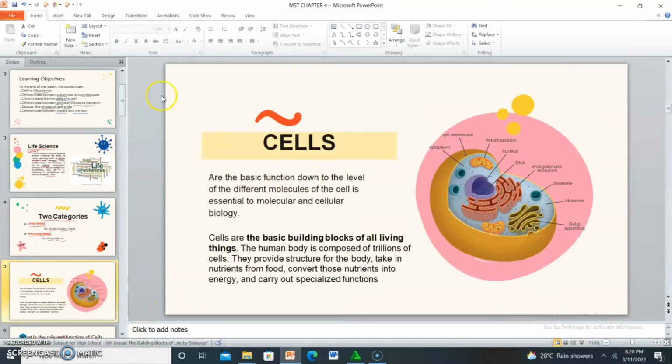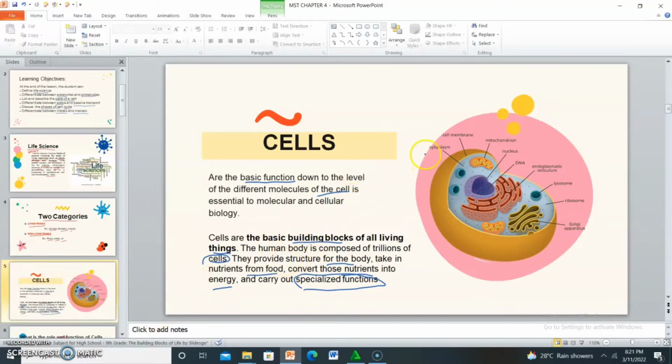The next one is the cell. Cells are the basic functional unit, down to the level of the different molecules in the cell. Cells are also the basic building blocks of all living things. The human body is composed of trillions of cells. They provide structure for the body. The main function of cells is taking nutrients from food, converting them into energy, and carrying out specialized functions.